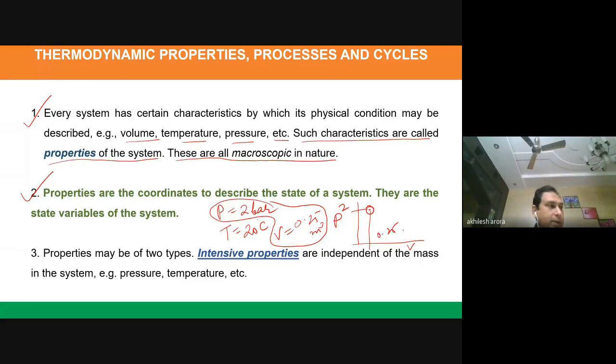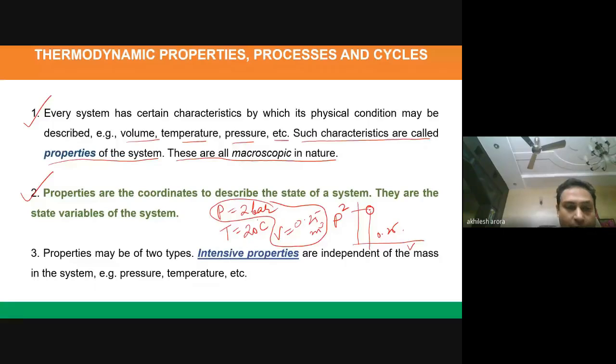So basically properties are describing the state of a system. What is the state of the system is described by the property. Now what are the various properties of a system? The two types of properties are there. The first one is the intensive properties and the second one is the extensive properties. So first of all, let us talk about the intensive properties. Intensive properties are independent of the mass of the system. For example, pressure and temperature.